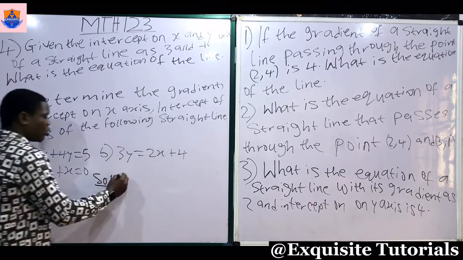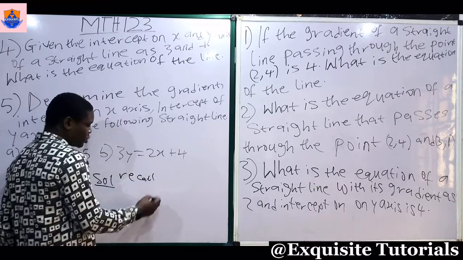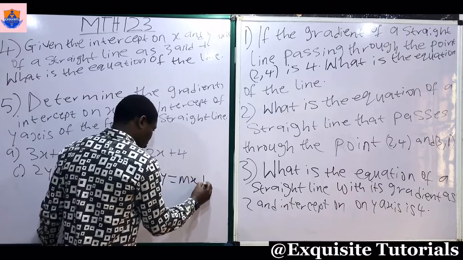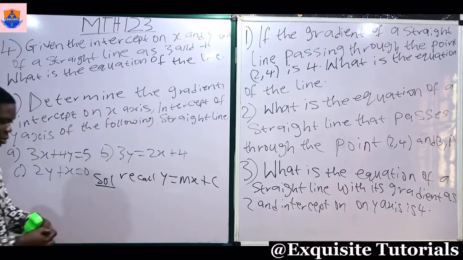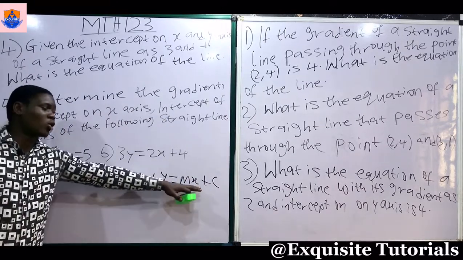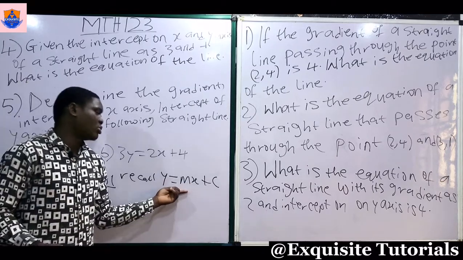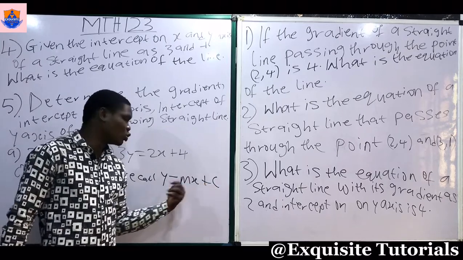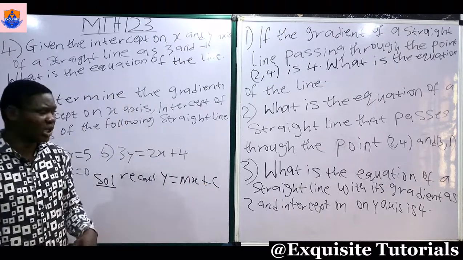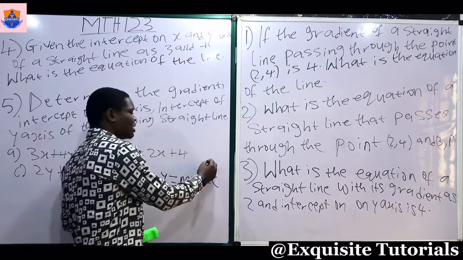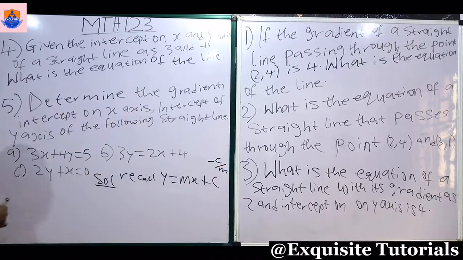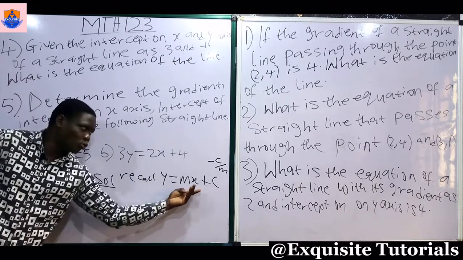So recall that this is a form of a straight line: y equals mx plus c, where c is the intercept on the y-axis and m is the gradient of the line. We also said in our last video that the intercept on the x-axis is minus c over m. So what I'll do now is to manipulate this first equation to be of this form.